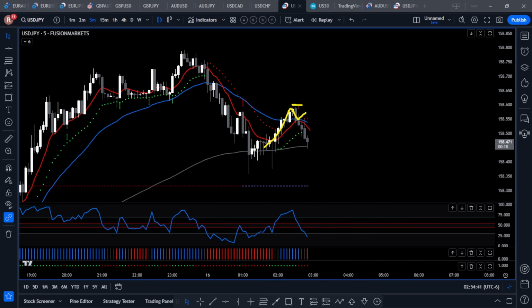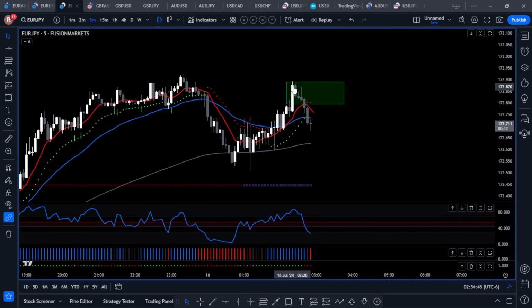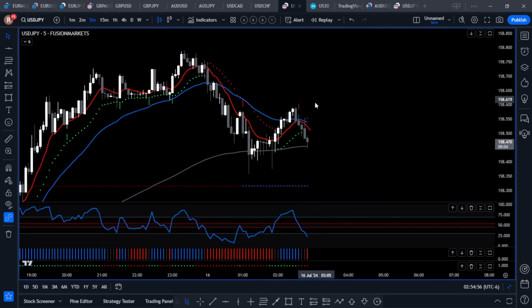Now, this happening much later, again, we're looking at correlated pairs. So this happening much later means we're looking at a pullback on one currency pair. Being a correlated currency pair, that pullback is going to happen on both currency pairs. And that's what we get. We ended up getting that.